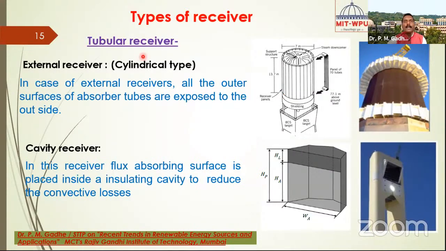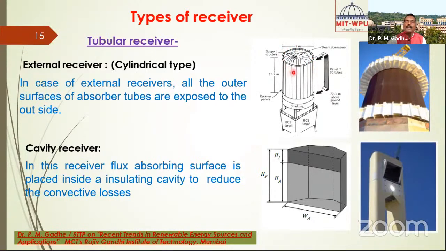This is the tubular receiver. In a tubular receiver, a number of tubes are there. This is the cylindrical type receiver. You can see panels of tubes are made, and these panels are arranged in a cylindrical fashion. At the top of the tower, we are placing the receiver. Through these tubes, we are circulating the water or the molten salt or the working media. It gets heated because the solar radiation from all sides falls on this. So it is an omnidirectional type of receiver, open from all sides. All the solar radiation will fall on this, and the media or working fluid will get heated through these tubes. The tubes are arranged in a cylindrical fashion.